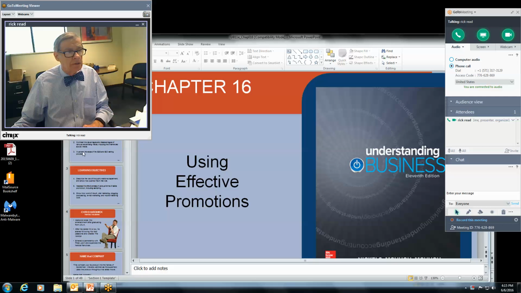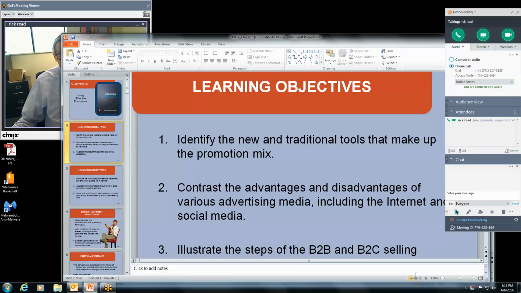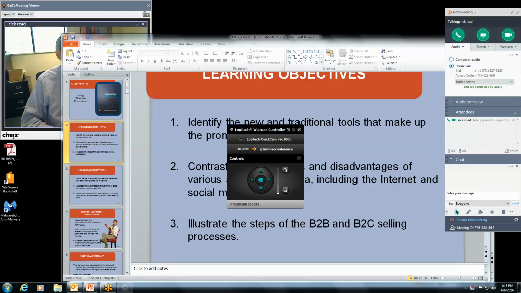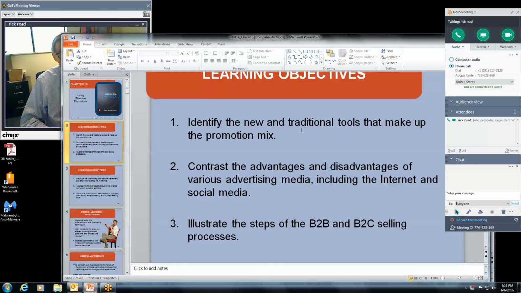Now, let's look at our objectives for chapter 16. Identify the new and traditional tools that make up the promotion mix. Contrast the advantages and disadvantages of various advertising media, including the internet and social media. Illustrate the steps in business to business and business to consumer selling processes.